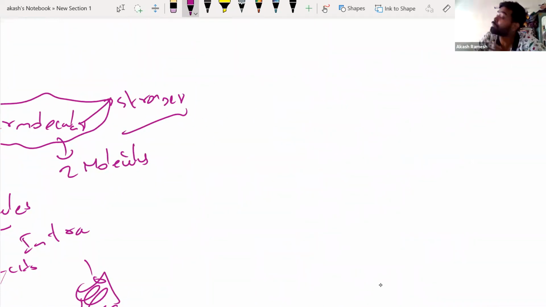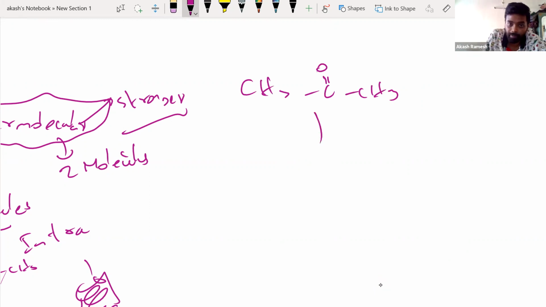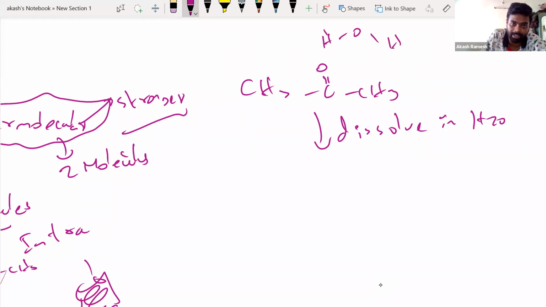Now let us take an example where one different molecule altogether will act as a hydrogen donor, and another molecule will act as a hydrogen acceptor. Say the example can be acetone. Acetone alone has no hydrogen bonding, but when I dissolve acetone in water, I can have hydrogen bonding. How? Very simple. I have HOH, and this hydrogen can be del positive. I have a lone pair.